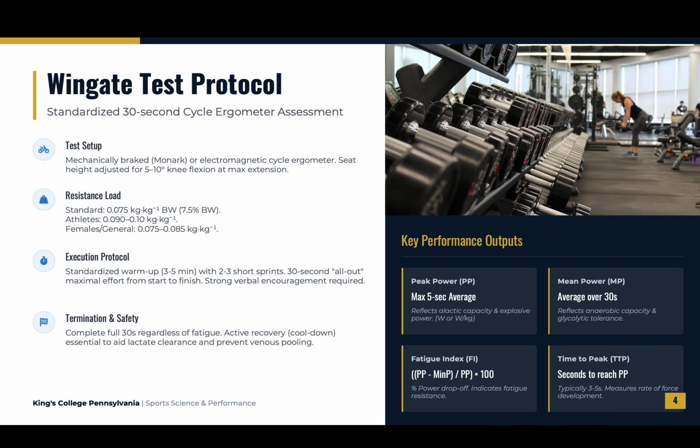The Wingate test protocol is a standardized 30-second cycle ergometer assessment. How you set up the test: a mechanical brake Monark or electromechanical cycle ergometer, with seat height adjusted to 5 to 10 degrees of knee flexion at max extension. The standard resistance load is 0.075 kilopond per kilo of body weight, which is 7.5% of the body weight.